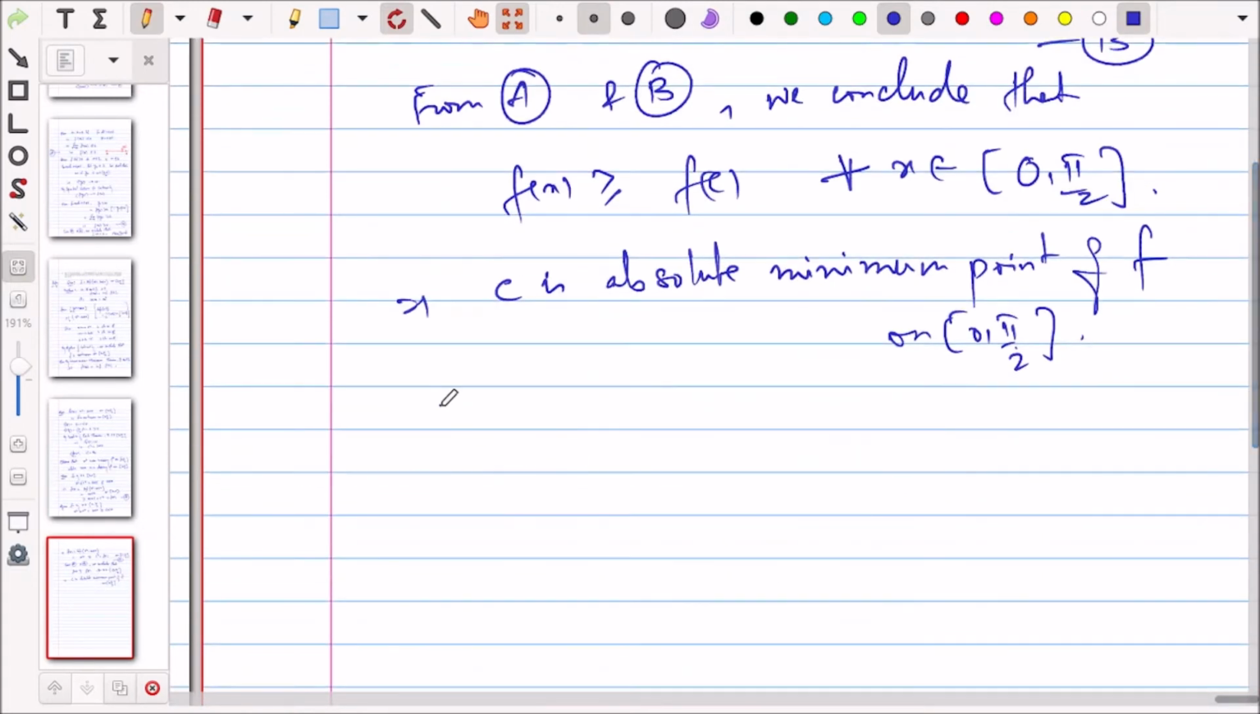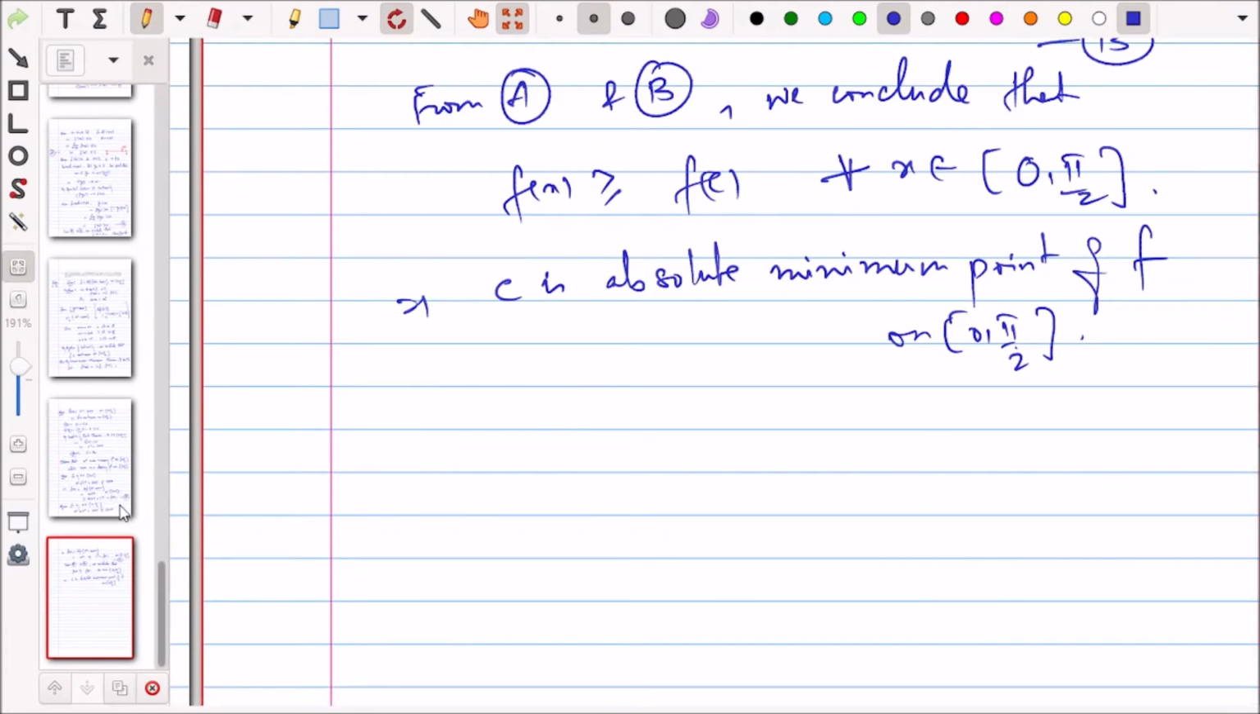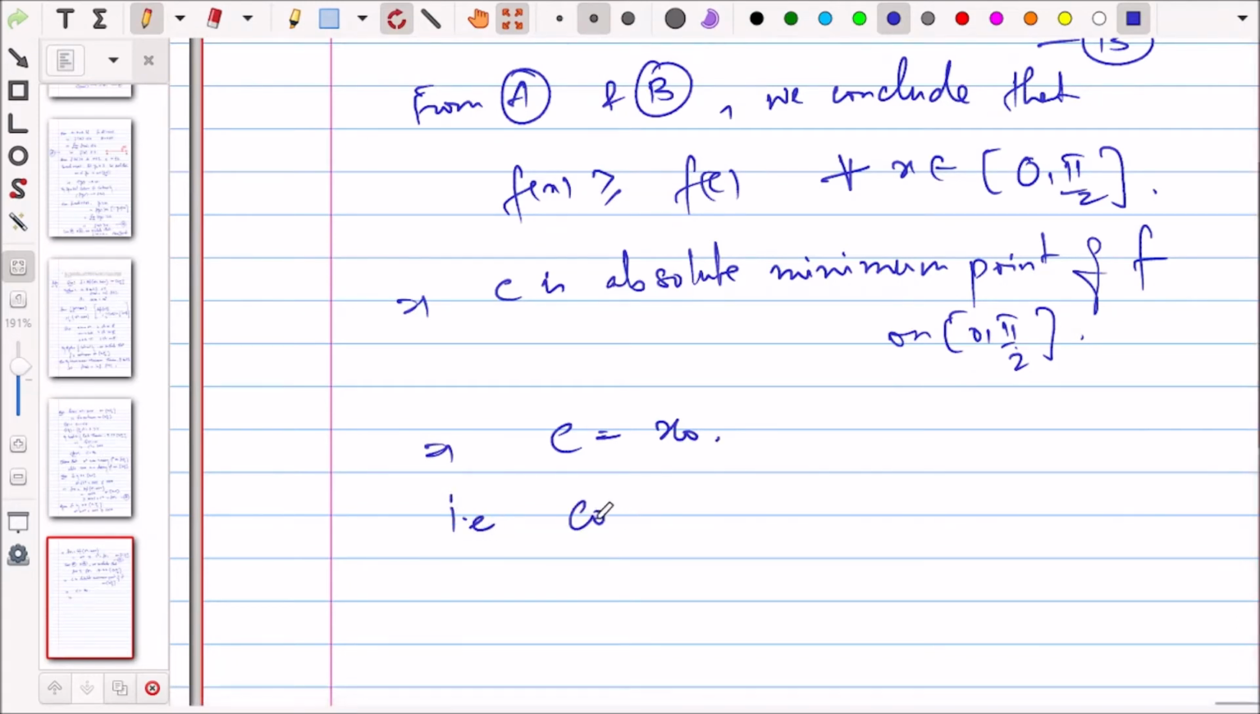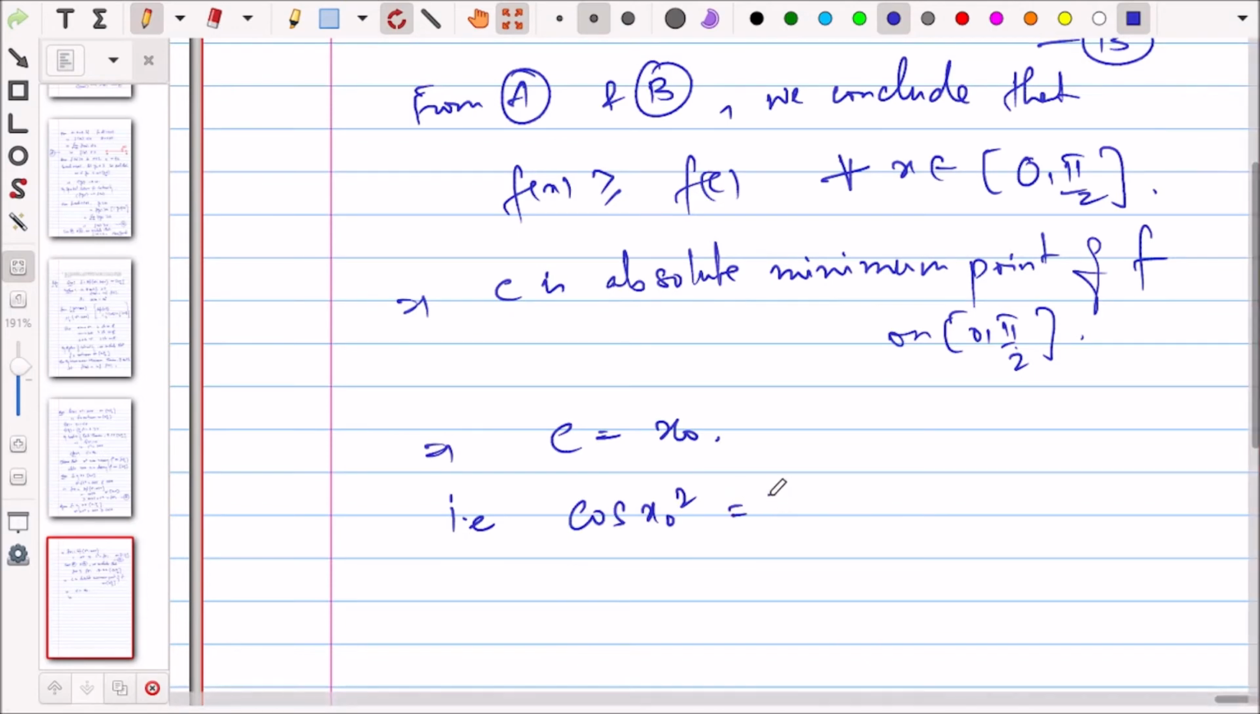Hence, because x naught is already a point of absolute minimum, this implies c is equal to x naught, that is, cos x naught is equal to x naught square.